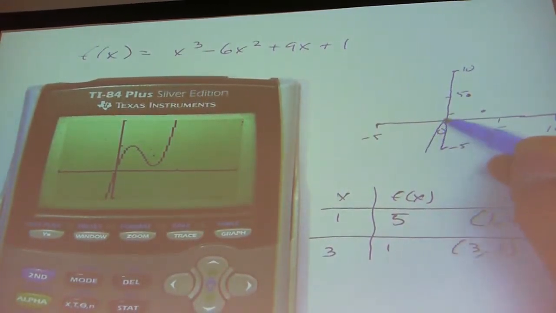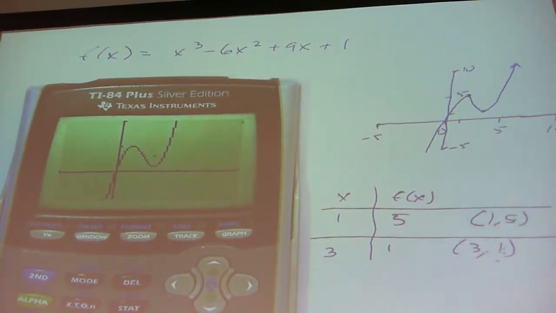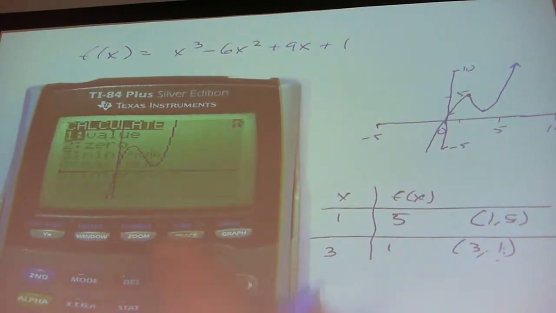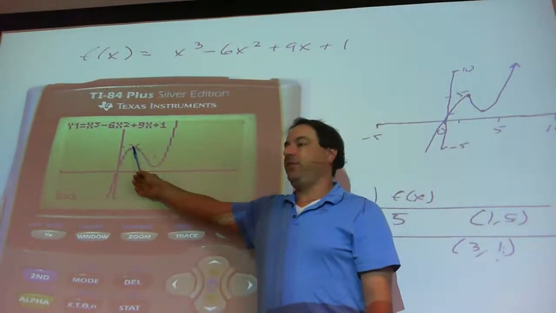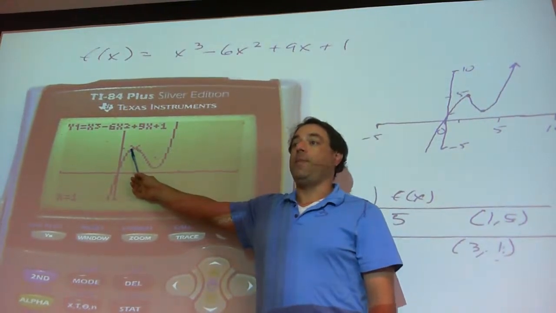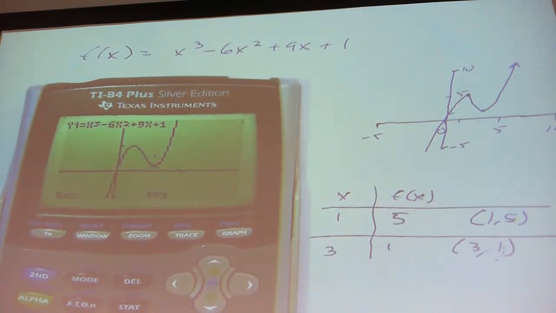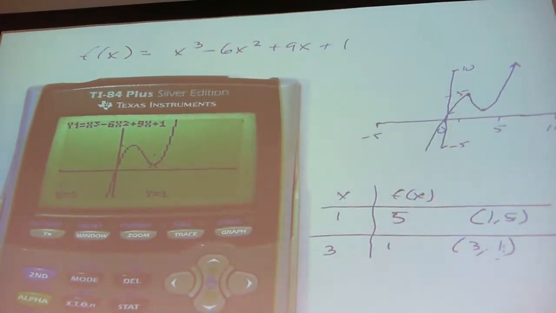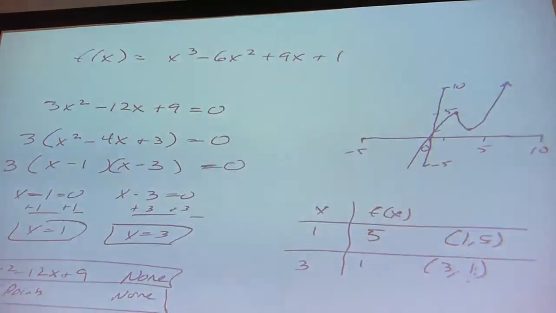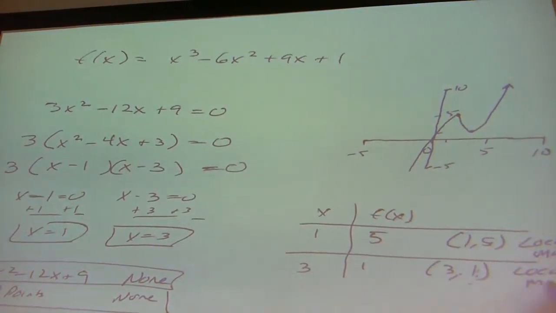And you'll notice the graph goes up, then it goes down, and then it goes up again. And again, you can hit second trace value at 1. What do we have at 1 comma 5? Local max. If I type in 3, what do I have at 3 comma 1? Local min. Okay? But again, you're really good at determining this is a local max and this is a local min. That's not the problem.